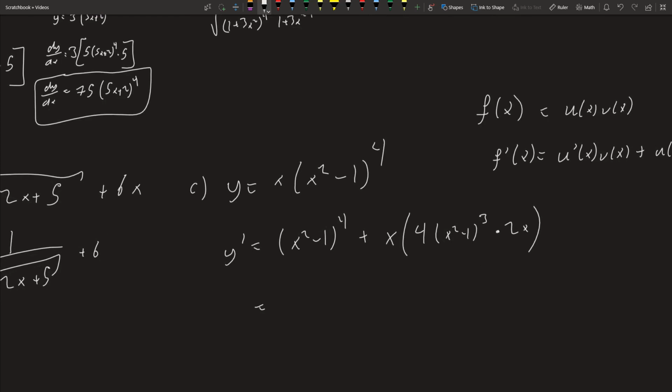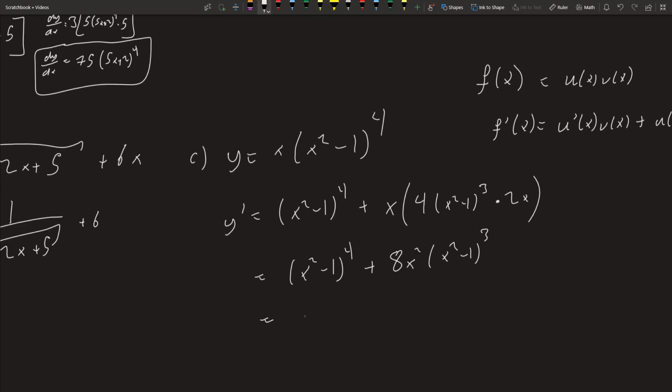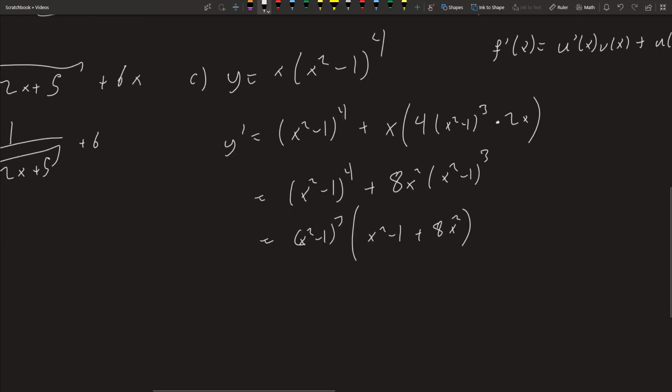This is equal to (x squared minus 1) to the 4 plus 8x squared into (x squared minus 1) to the 3. Now we can factor out, so (x squared minus 1) to the 3 into (x squared minus 1 plus 8x squared). Now we have (x squared minus 1) to the 3 into (9x squared minus 1), and that's your answer.